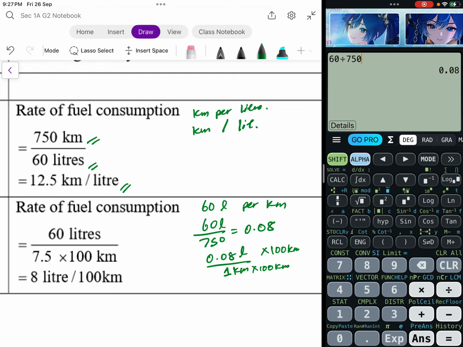Okay, so say again. 60 liter divided by 750 kilometer, you get 0.08 liters per 1 kilometer. But we want it over 100 kilometer. So we times 100 top and bottom. We get 8 liters over 100 kilometer. So that's why we get the same answer.